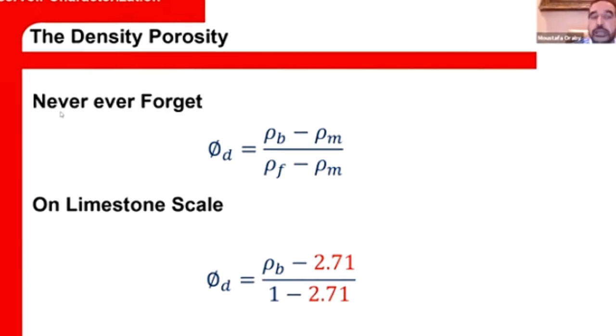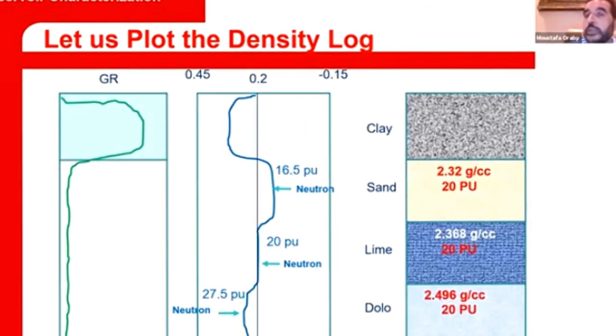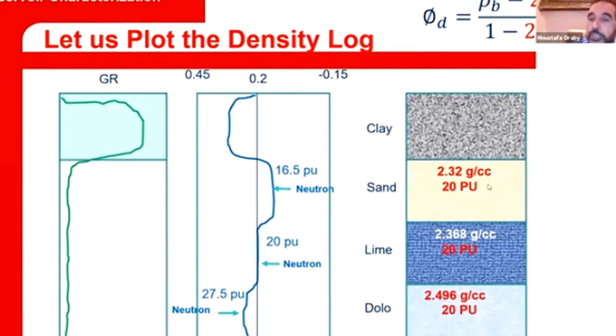That's my density porosity, and never ever forget this. Don't use the density of any other lithology other than limestone. It's a mistake. We'll prove this to you in a second. Let's just follow the rules here. The rule is your density porosity is raw bulk minus 2.71, divided by 1 minus 2.71. Let's calculate the density porosity for the sand.